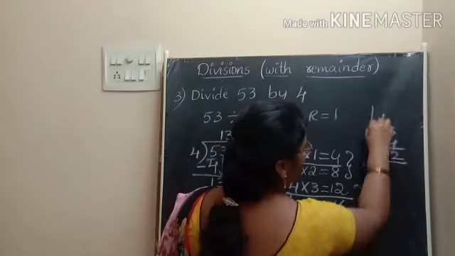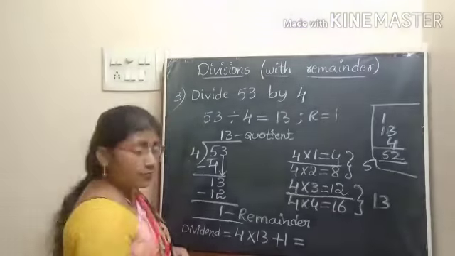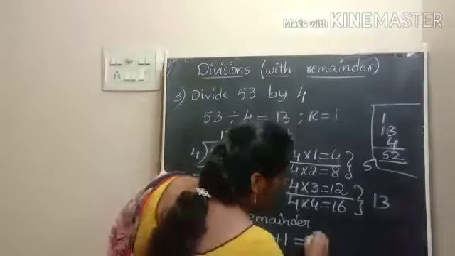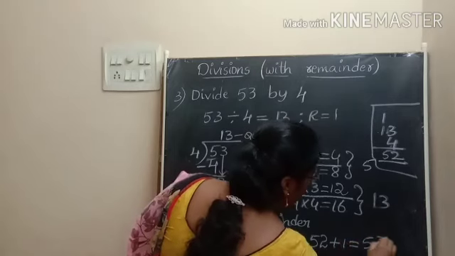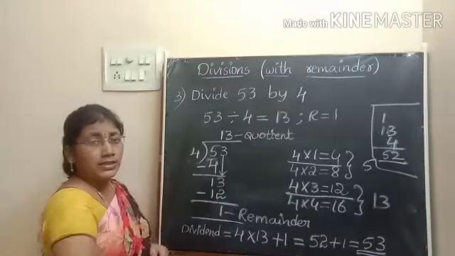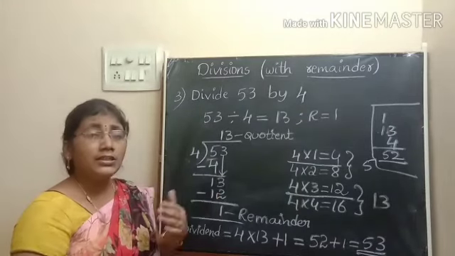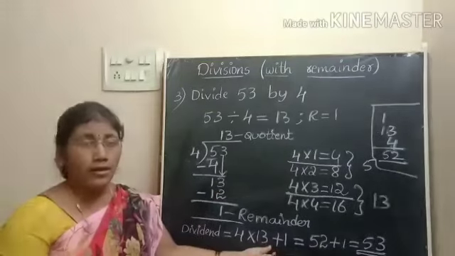So 13 4s are 52, plus 1. 52 plus 1 is equal to 53. This is our dividend, isn't it? So we can check our procedure using this formula.